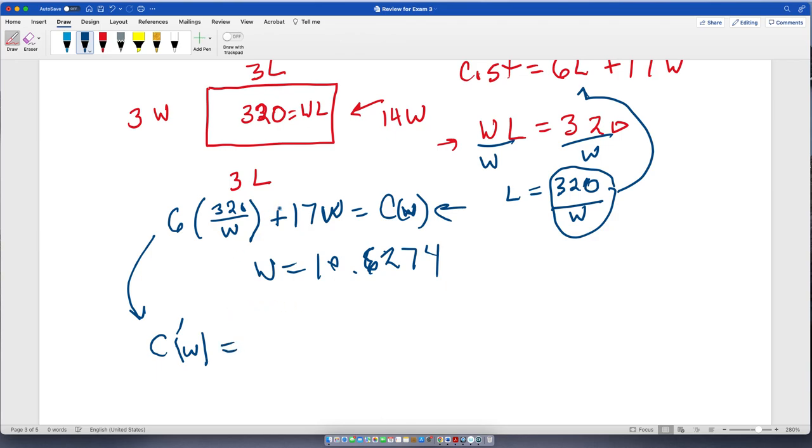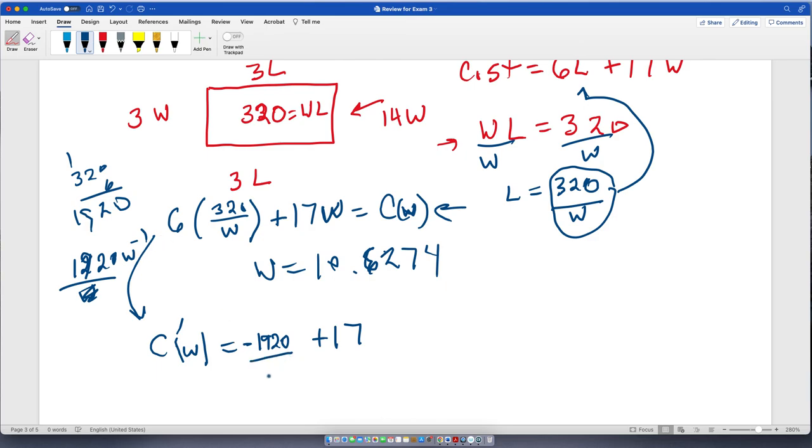So derivative of 17w, I'll do that part first, is just 17. The derivative of 6 times 320 over w, let's see, what's 6 times 320? It's going to be 12, carry the 1, 18, 19, 20. So we have 1920 over w. Remember, that's w to the minus 1 power. So when you take its derivative, it's going to become negative 1920. That's negative 1 times 1920. And then when we subtract 1, it's going to become w to the minus 2, which we can move down here.